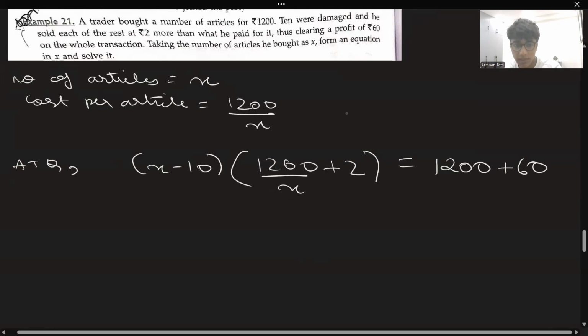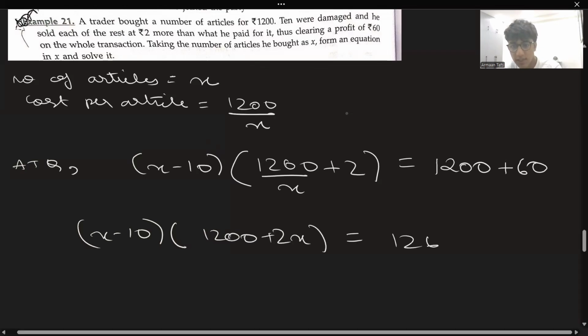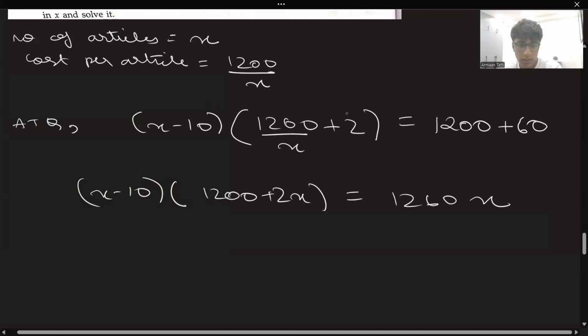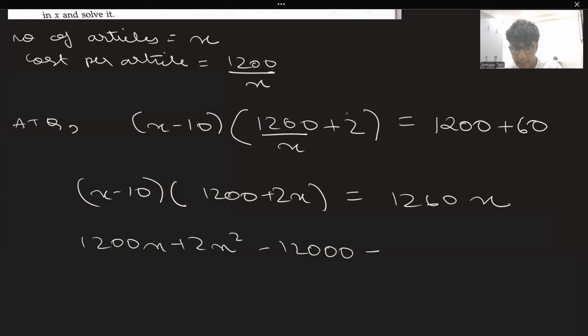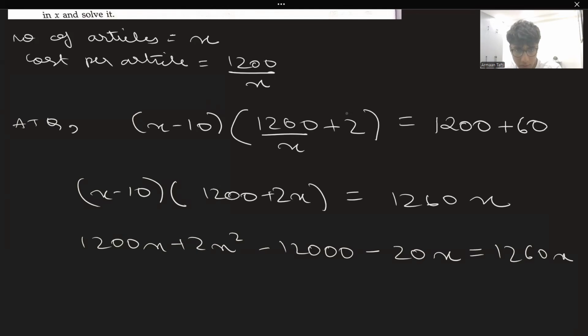So let's solve this again. X in the denominator, let's deal with that. X minus 10 times 1200 plus 2x equals 1260x. Let's open the brackets. That's 1200x plus 2x square minus 12,000 minus 20x equals 1260x, right? So you have 20x and you have 1200x as well, right?